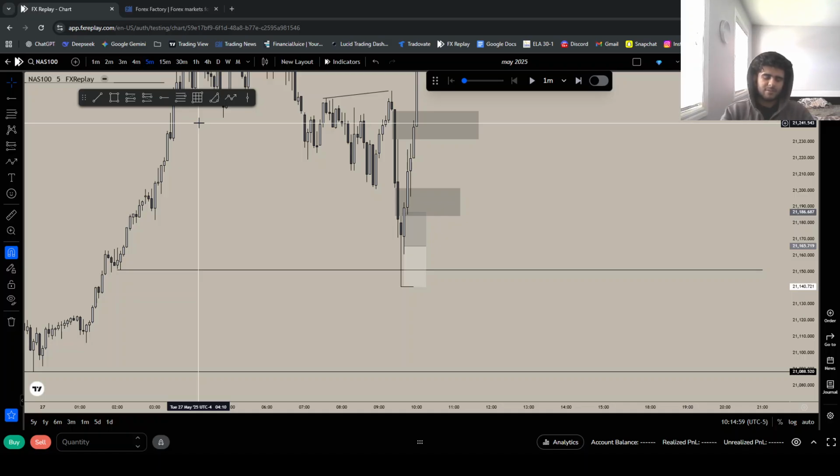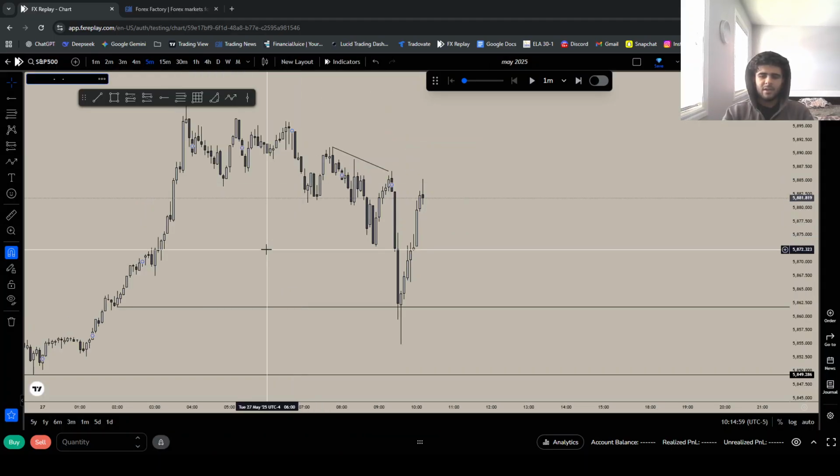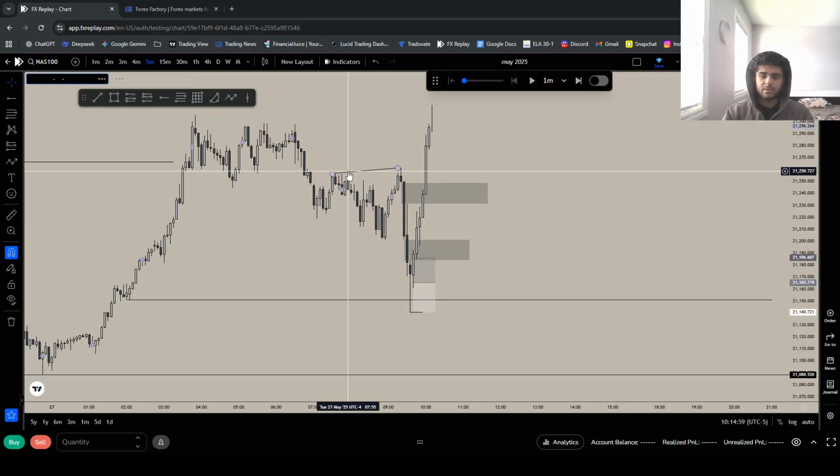I think the main thing to take away from this is to not target a low or a high that already took out something. If your target gets taken out, then you should wait for more confirmation. This kind of setup would be good if we did not take out this low. If we made a failure swing, but the fact we did just ruins the probability by a lot.